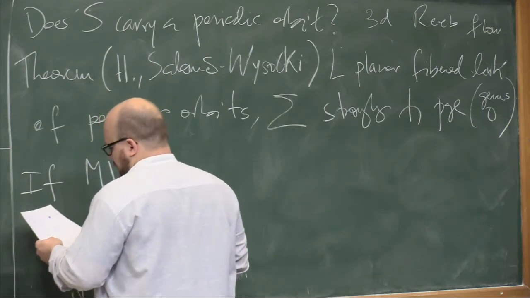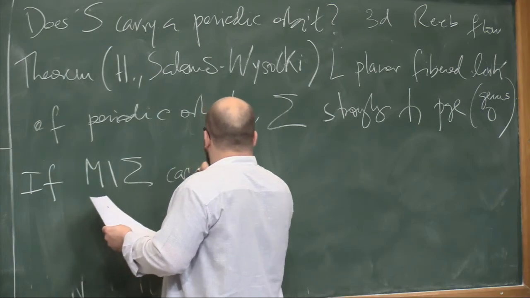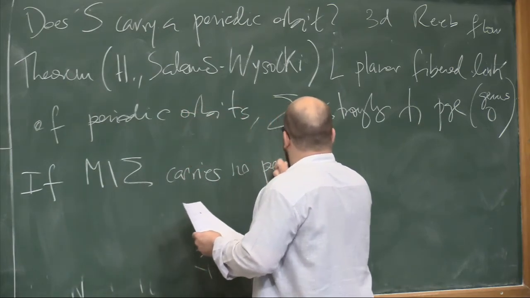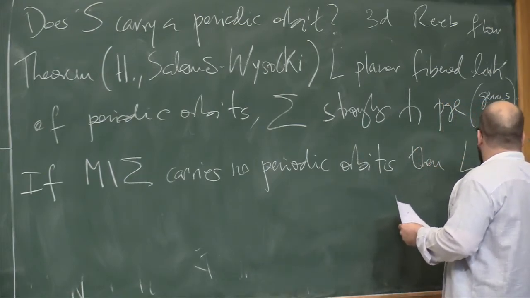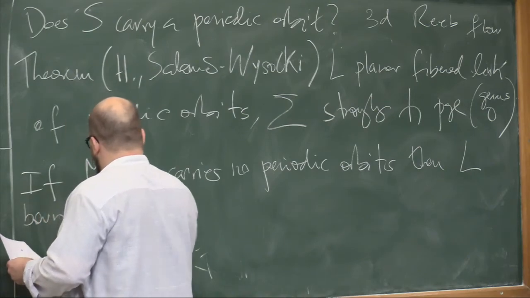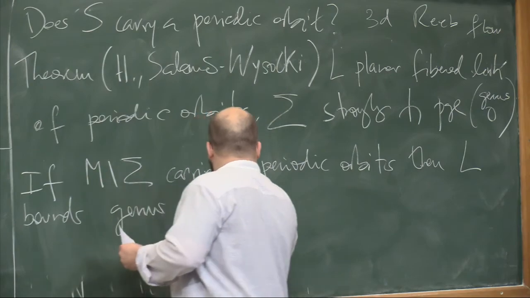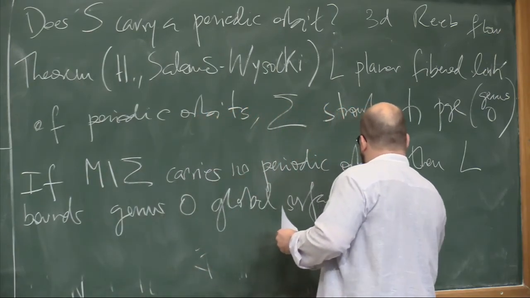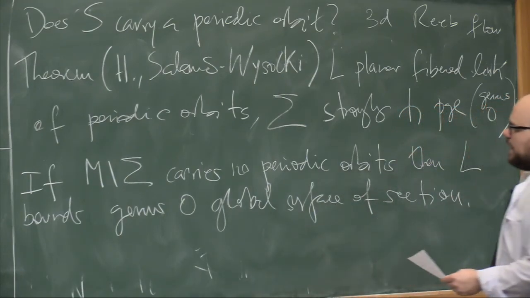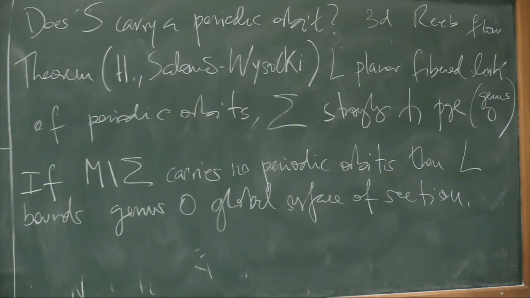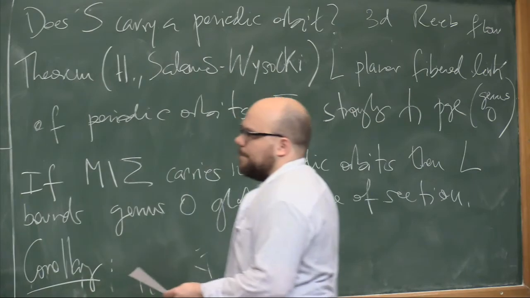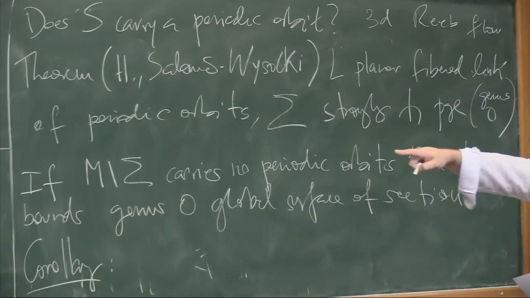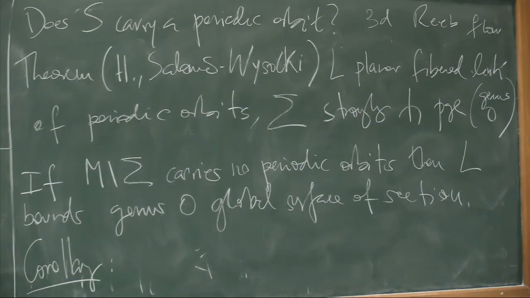if in the complement there are no periodic orbits in the complement, then L bounds a genus 0 global surface of section. Actually, that's a special case of a more general theorem, and the converse is also true, but I just would like to point out the following corollary. This local Weinstein conjecture holds for this kind of isolated sets, for the isolated sets you get in the complement of these strongly transverse surfaces.